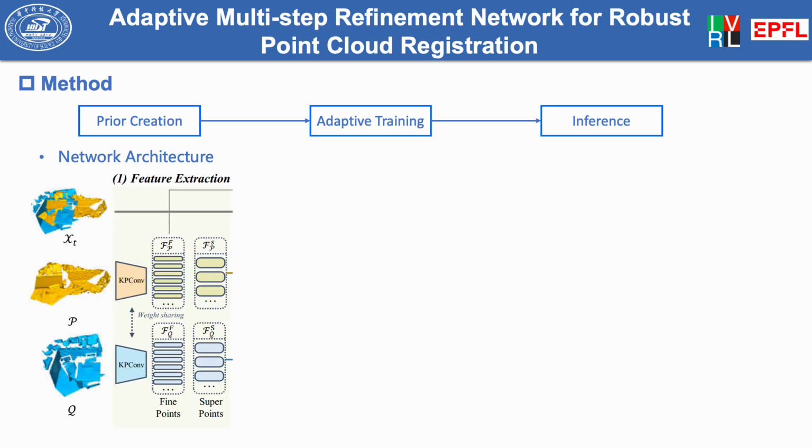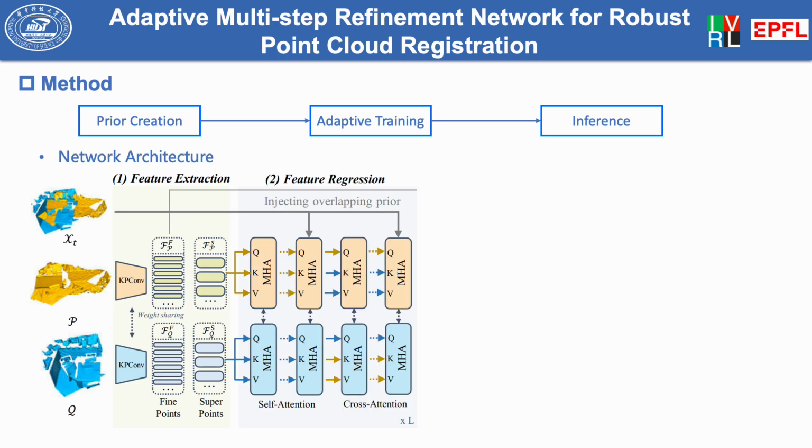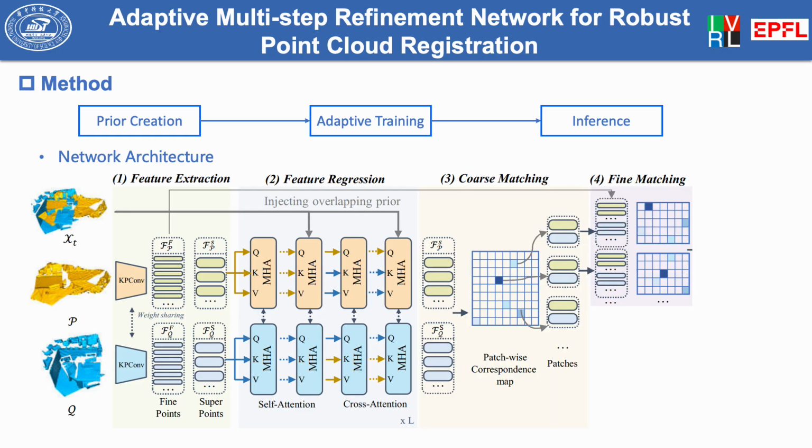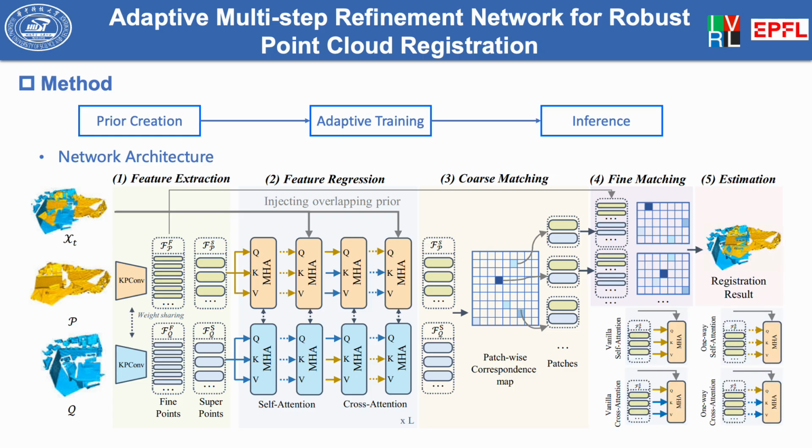The model consists of 5 key modules. First, we extract superpoints from two overlapping point clouds, P and Q, using KPConv. Second, we derive matchable superpoint features with transformers, using multi-head attention. Instead of standard self and cross attention, we introduce a generalized one-way attention mechanism that integrates overlapping information from the previous step. Third, we compute a patchwise correspondence map. Fourth, we refine these correspondences to obtain fine-level matches. Finally, we use a robust estimator to produce the final registration result.